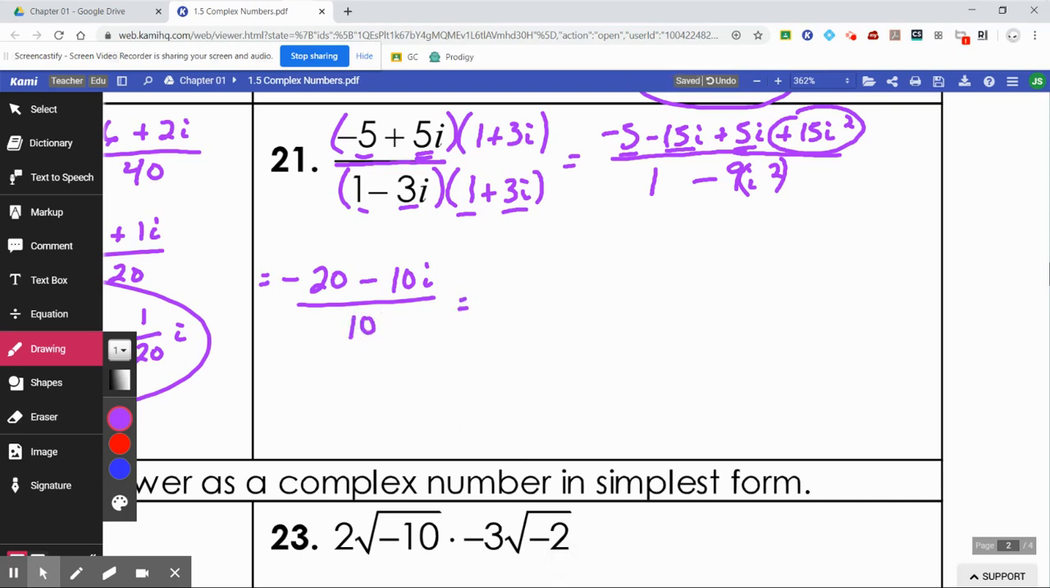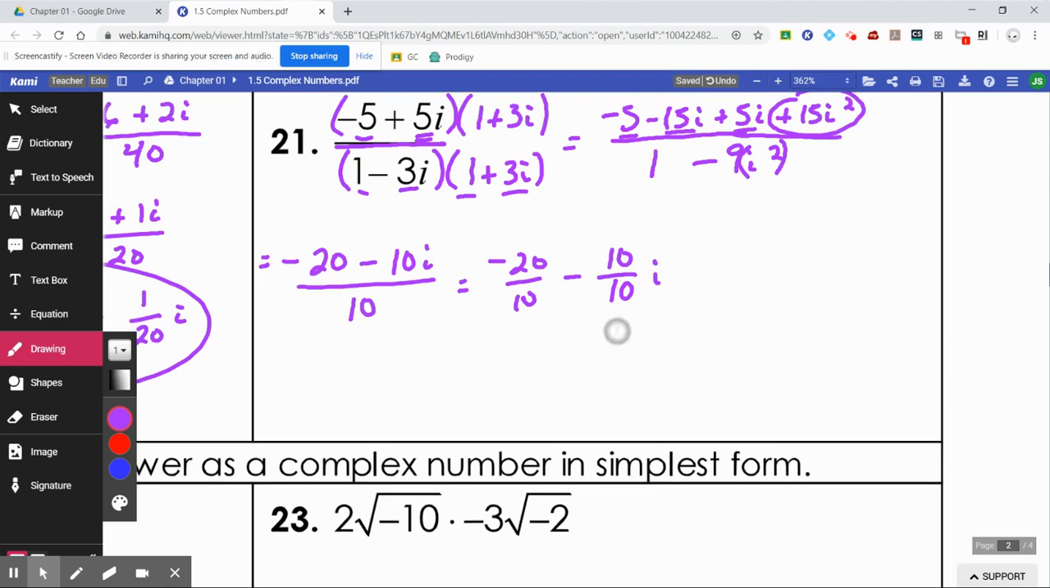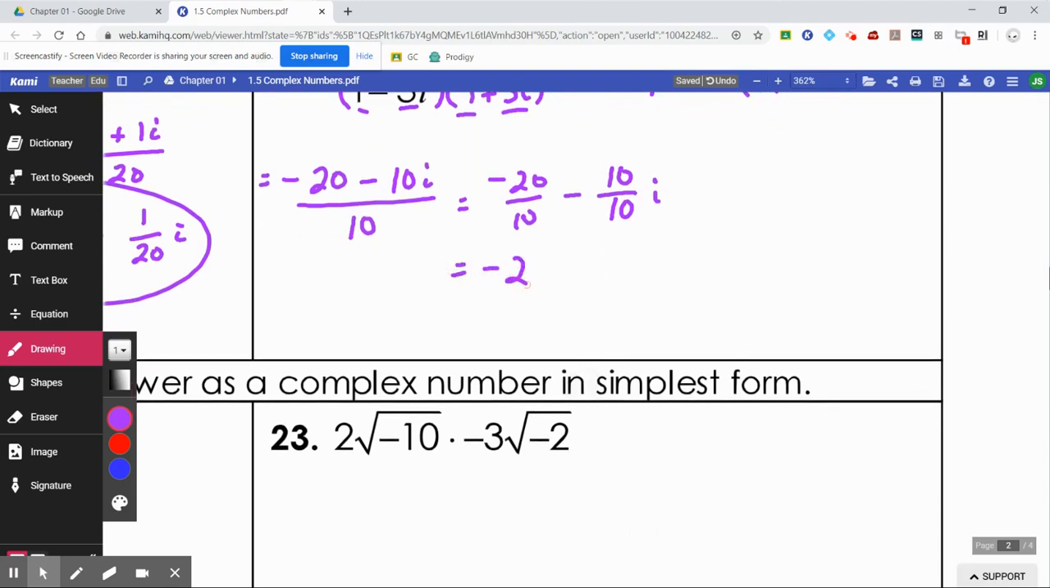And this will be very easy to distribute. And I wouldn't reduce it yet because as you distribute it, it's going to reduce itself. Negative 20 over 10, but you can do either way. Minus 10 over 10i. That'll be a negative 2 minus 1i.